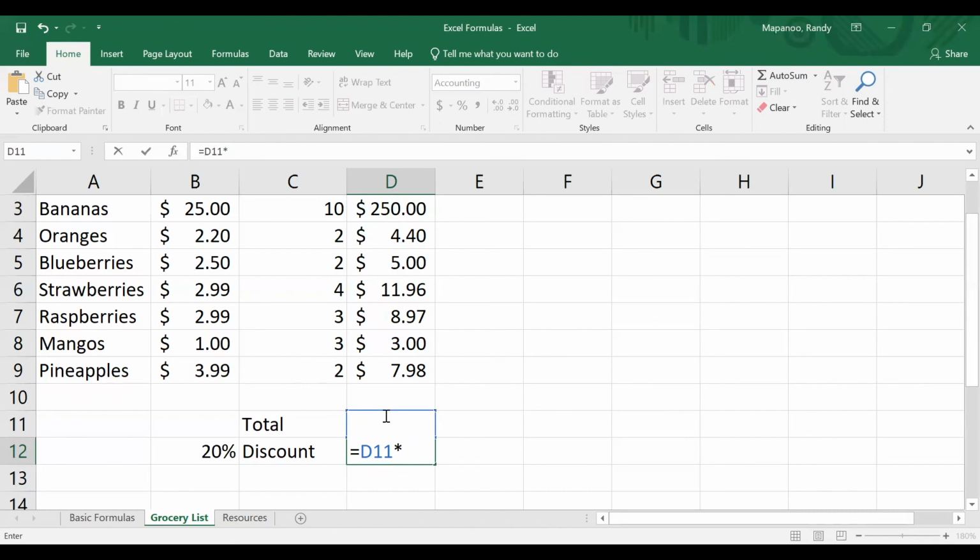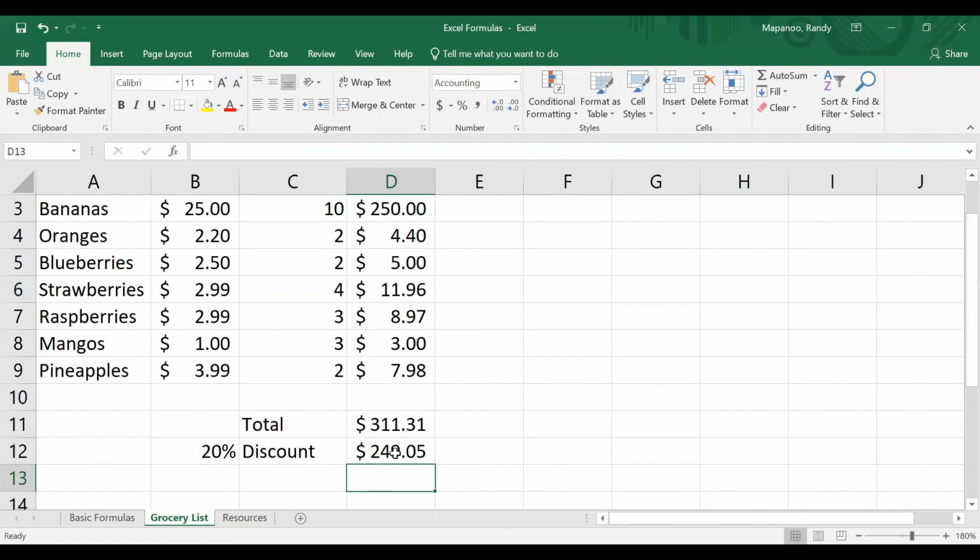and then I've got to use parentheses for my order of operations here. I'll type in 1, and you can think of the 1 here as a stand-in for 100%, but it'll be 1 minus 20%. And I'll go ahead and close the parentheses there, hit enter, and the answer there is $249 after a 20% discount off of the total.